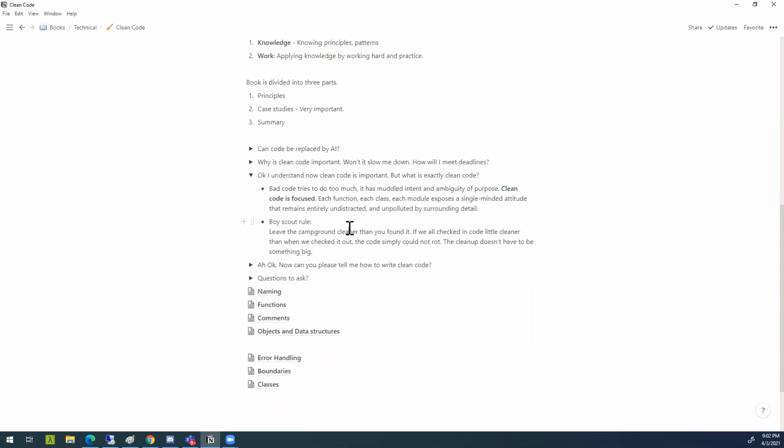Somewhere in the book, they also mention this Boy Scouts rule, where they teach them to leave the campground cleaner than you found it, right? Similarly, if we apply that same principle, whatever code we are reading, if we leave it a little better than what we have read, then that's a good habit.